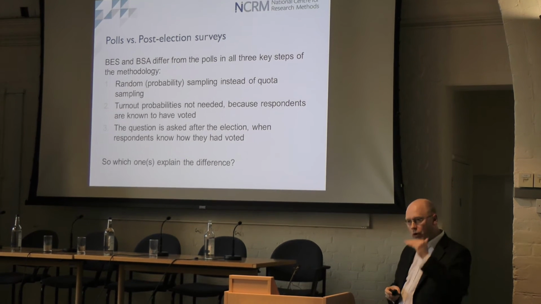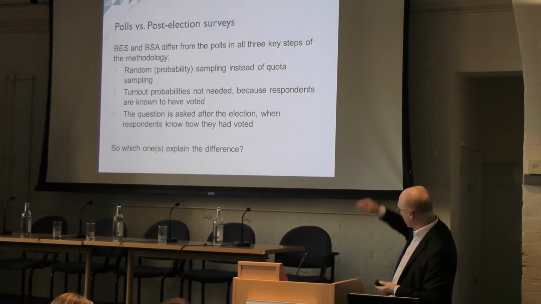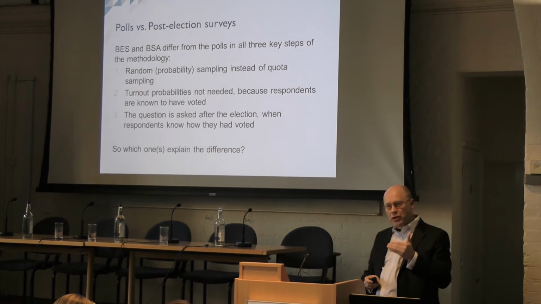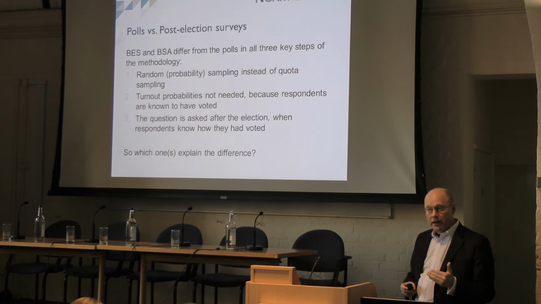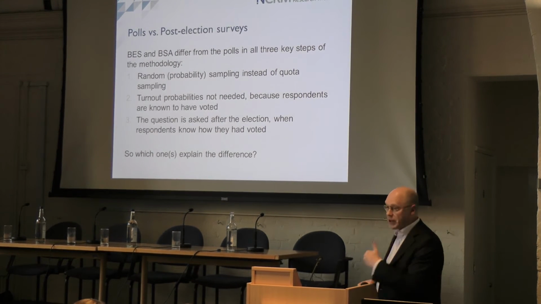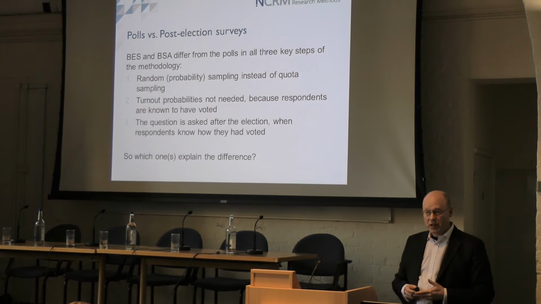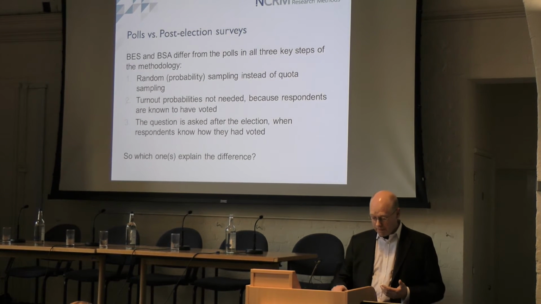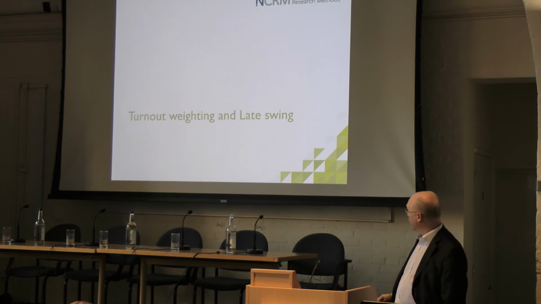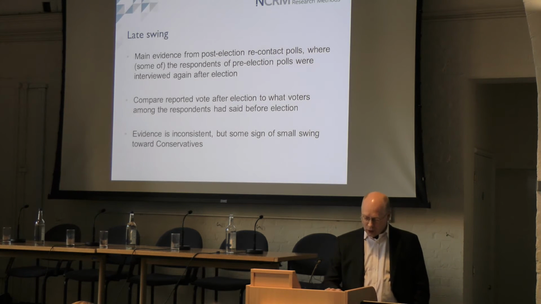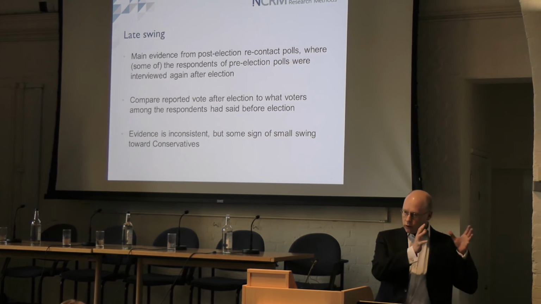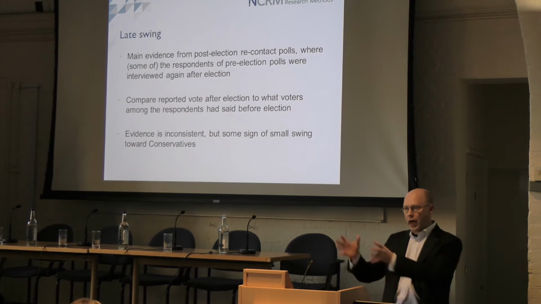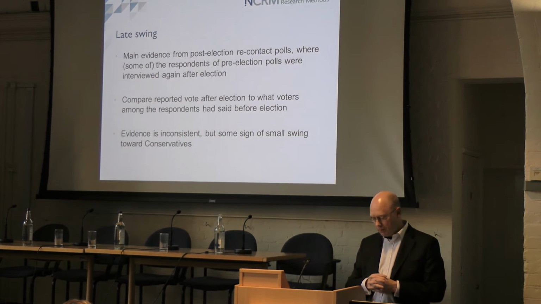So I will go now through those 3 separately, starting from the bottom. Number 3 is essentially the late swing question. The middle one is the turnout probability, turnout weighting question, and the first one is the representativeness of the sample issue. So starting with the last 2 first, turnout weighting and late swing, specifically late swing first. This is the question of whether there was a genuine change between what the respondents said before the election and what they actually voted for.